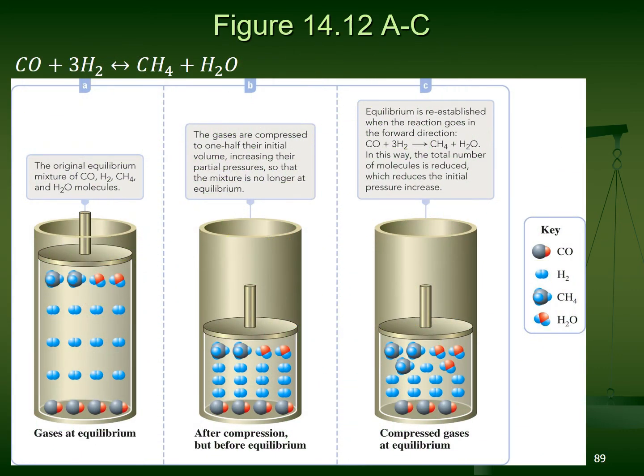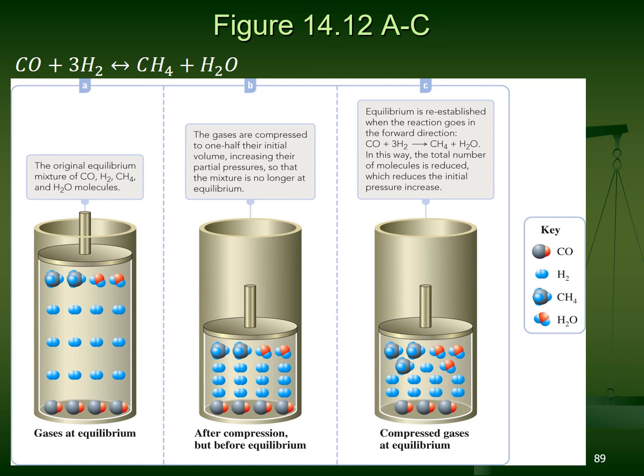So let's look at this example. Here's the reaction up on top. CO plus 3H2 gives us CH4 plus H2O. You can see here the original equilibrium mixture. It's already settled at equilibrium. Then we are compressing the gases, so we're decreasing the volume, increasing the pressure. And this is before equilibrium is reestablished. What I want you to notice in the equation is that on the right-hand side there are 2 molecules of gas. On the left-hand side, there are 4, 3 H2 and 1 CO. So 4 on the left, 2 on the right.